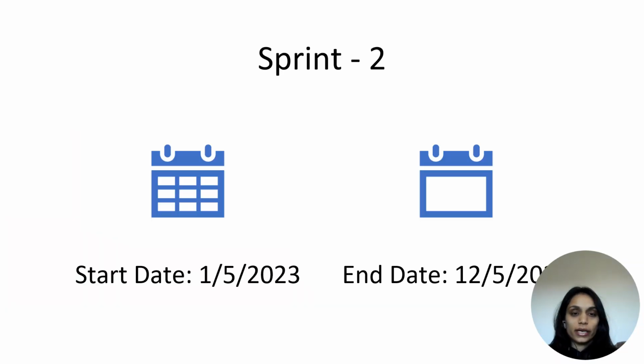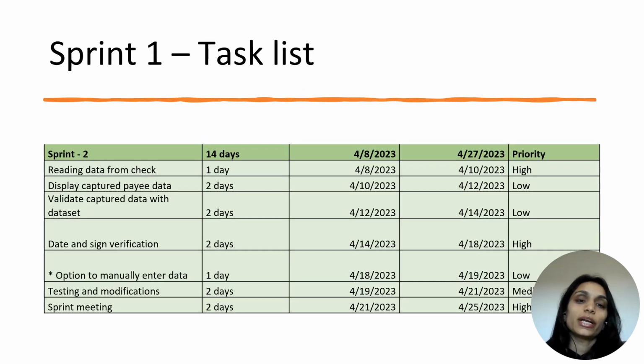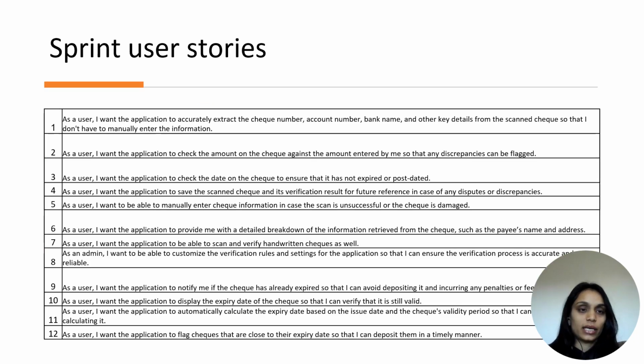Here are the team component details: start date and finish date, team members' names, roles, and working hours. Here is the Sprint 2 task list, including reading data from check, display captured pay data, validate captured data with dataset, date verification, option to manually enter data, testing and modification, and sprint meeting.